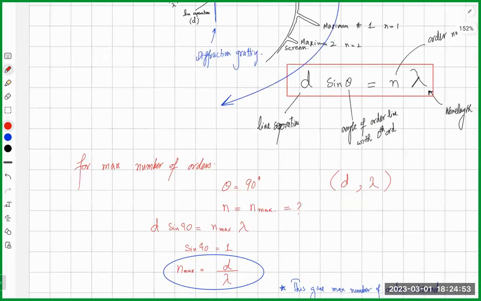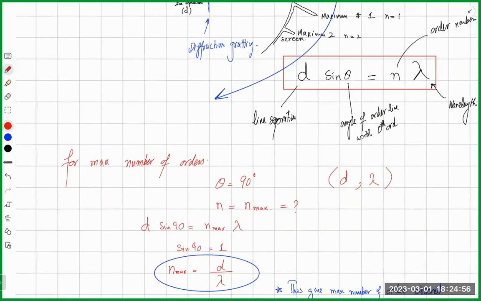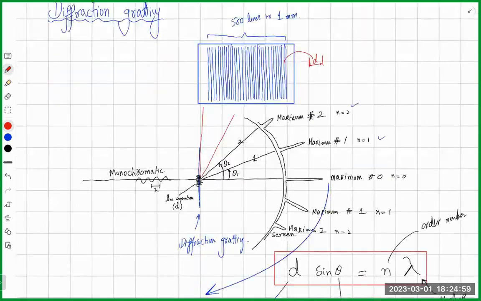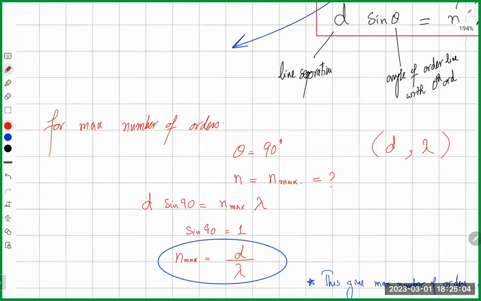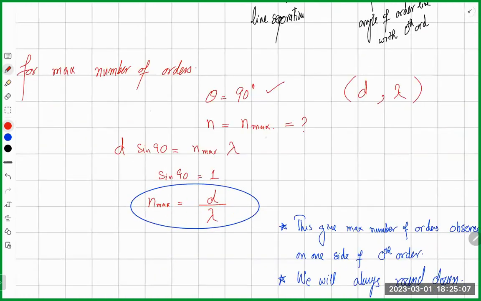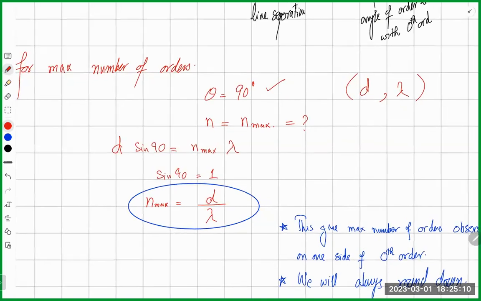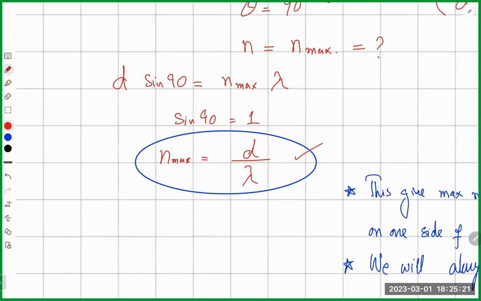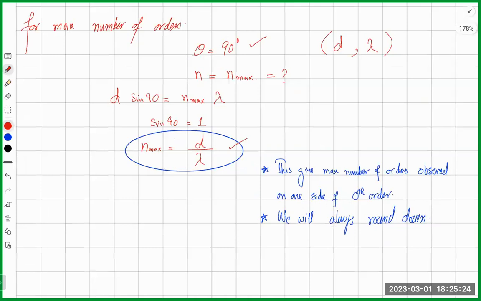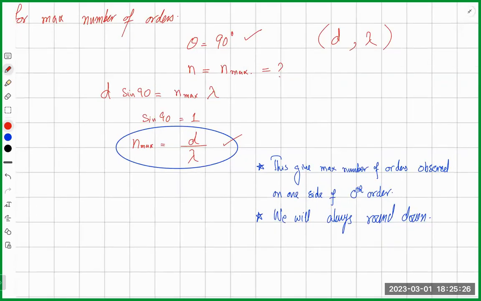For the maximum number of orders, because orders make angles, the last order will make a 90 degree angle. So when we assume theta is 90 degrees, the order will be the maximum order. We put everything into the formula and we get the maximum number of orders, which is d divided by lambda. Remember, this gives you the number of orders on one side of the zeroth order. So to get the total number of orders produced, we double this number and then add one to it.